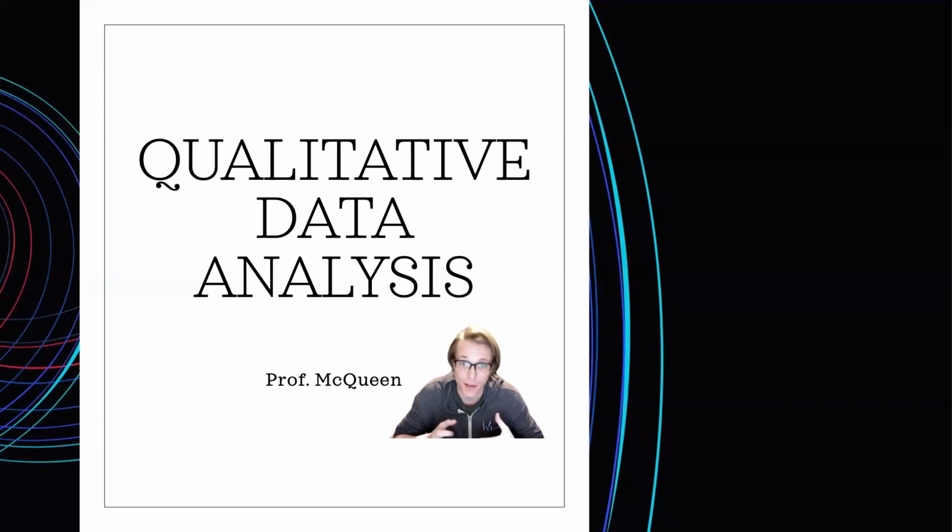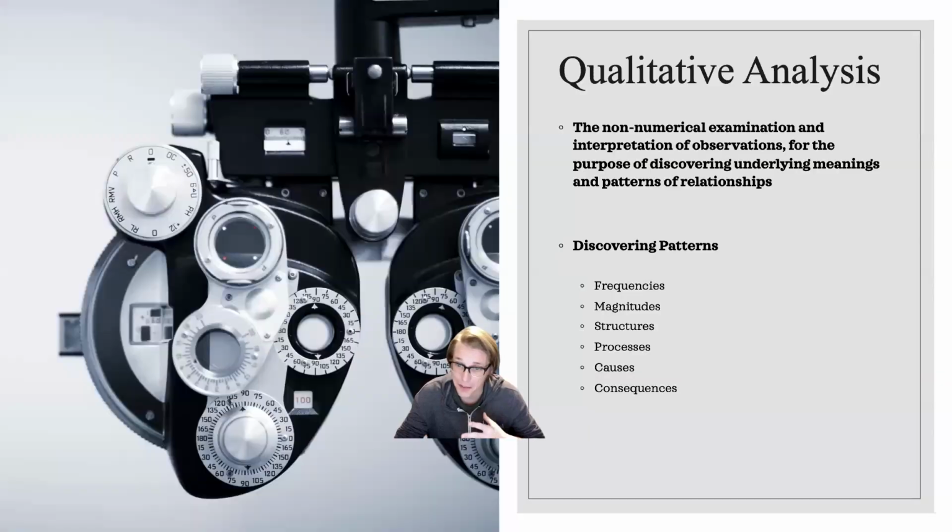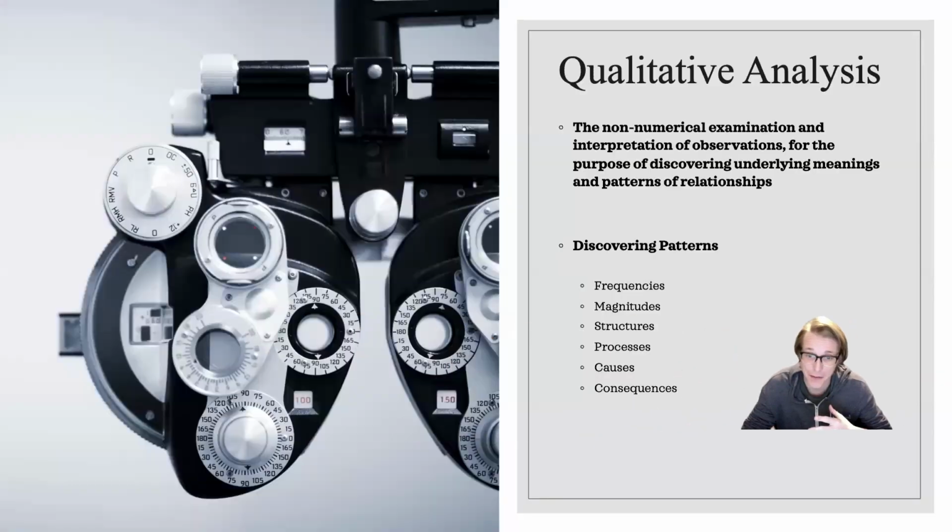Now, qualitative analysis is the non-numeric interpretation of observations to discover meanings and patterns related to your research questions. So what types of patterns do we typically discover? Well, we're going to talk about that. For social researchers, we look for frequencies of information across observations we make.